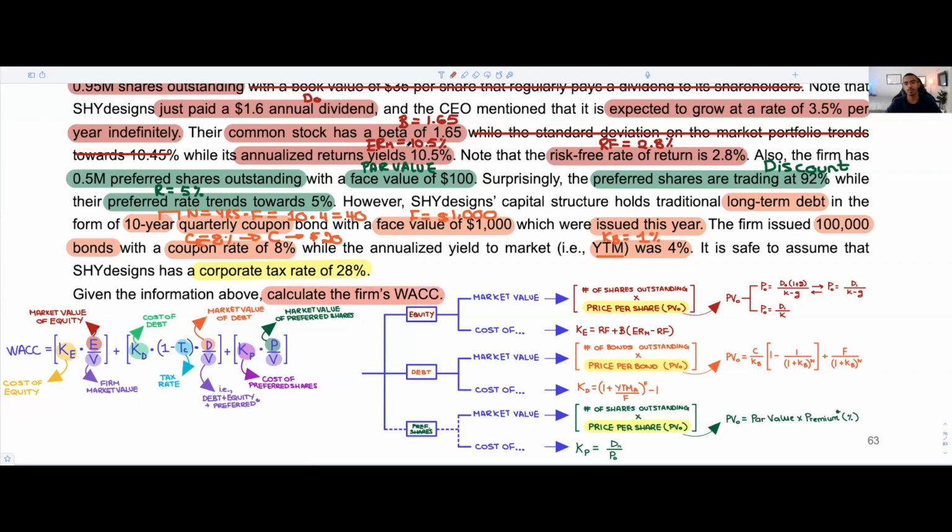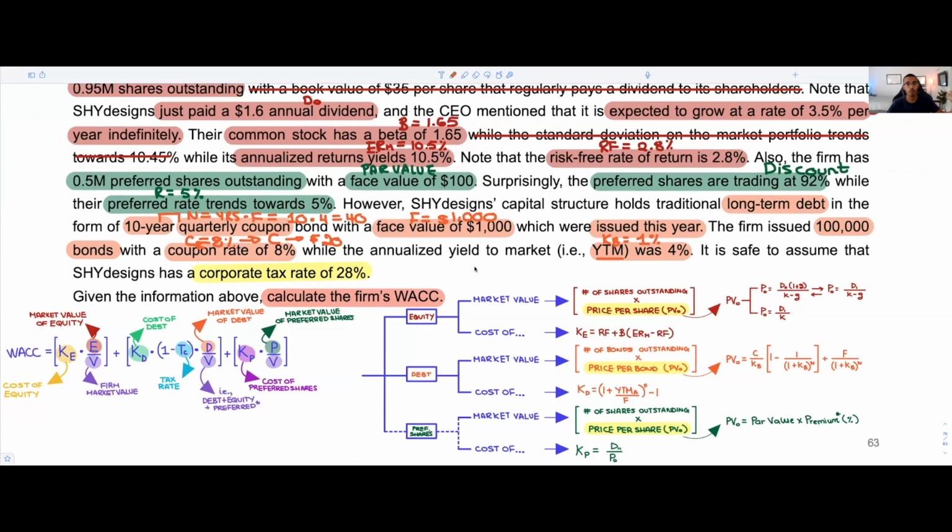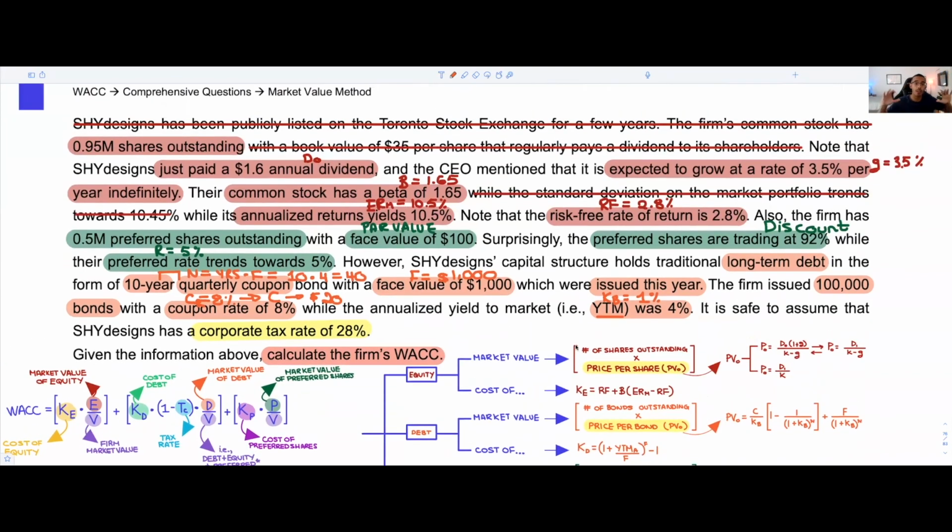All right? So now that we walk through the question and you literally have everything that you need to solve this, we're going to walk through the flowchart one by one. We're going to start with equity. We're going to solve for the market value of equity and the cost of equity. Then we're going to go into debt. We're going to solve for the market value of debt, and then we're going to solve for the cost of debt. And finally, we're going to go into preferred shares, and we're going to solve for the market value of preferred shares and the cost of preferred shares.